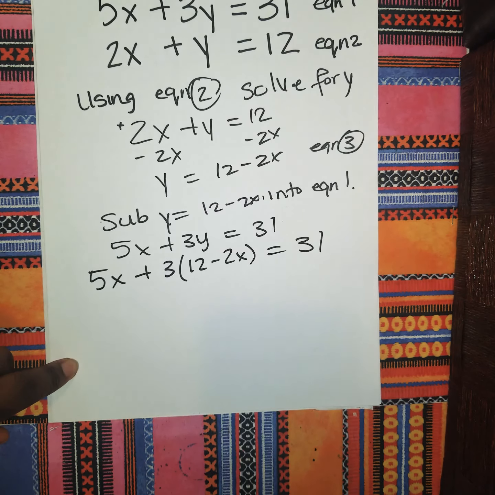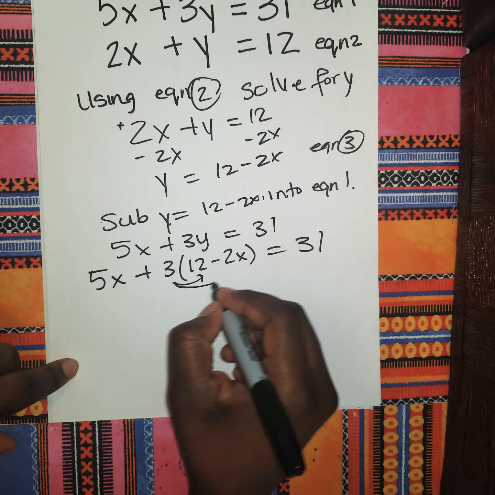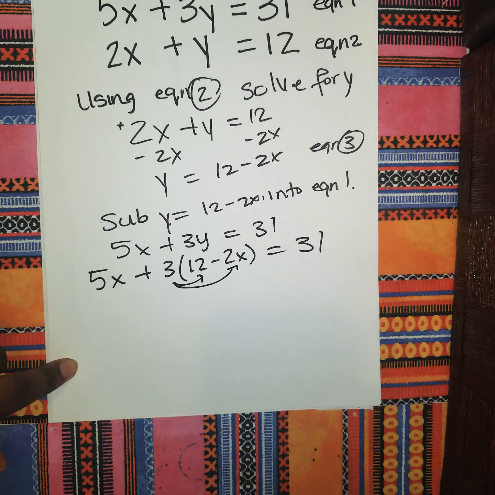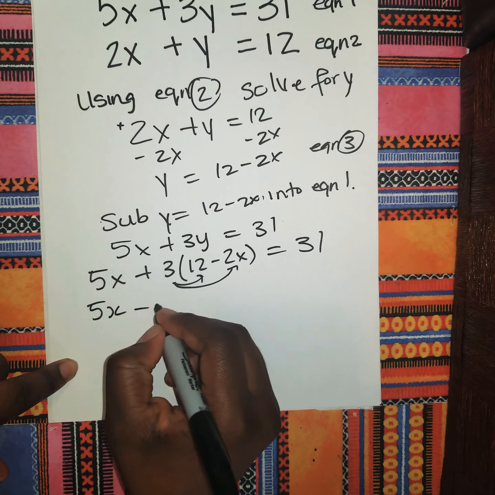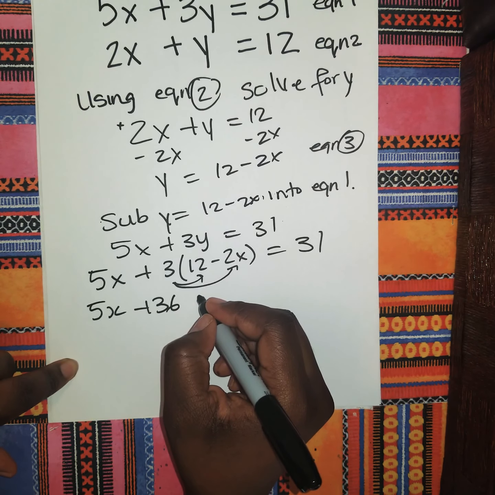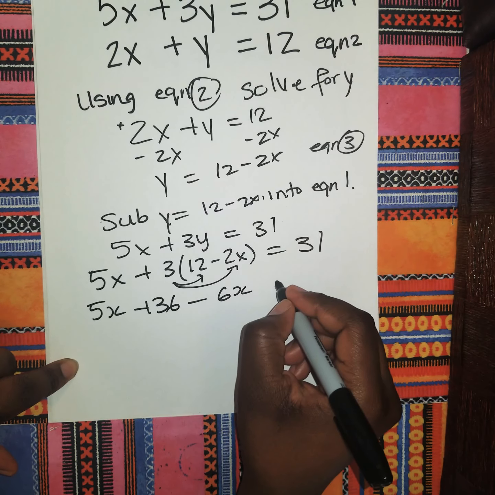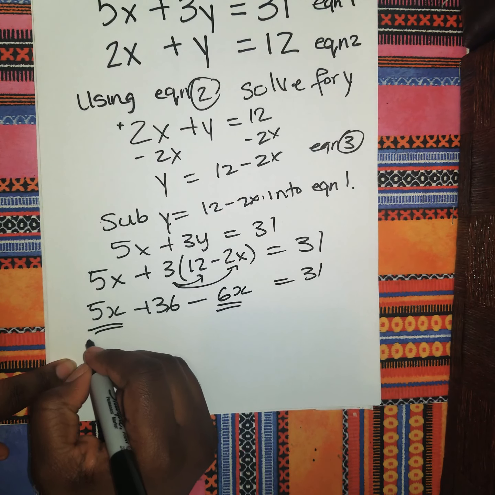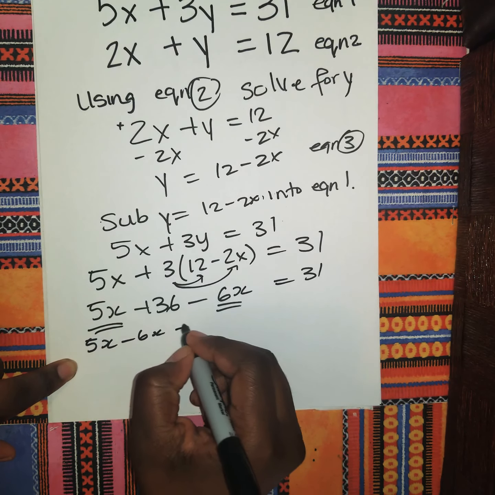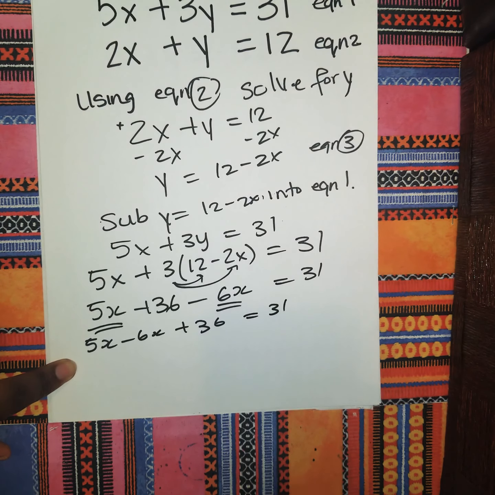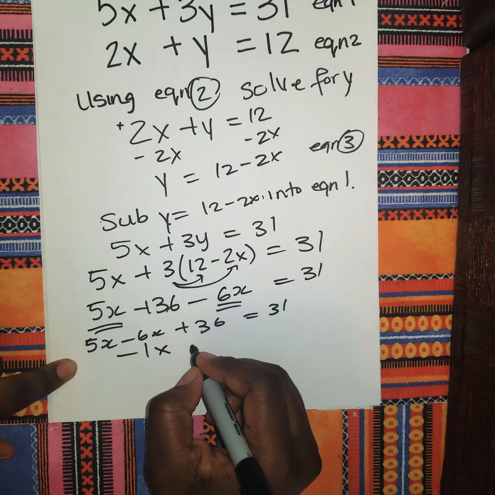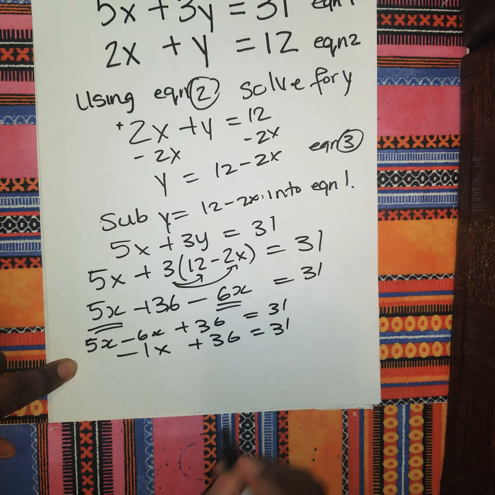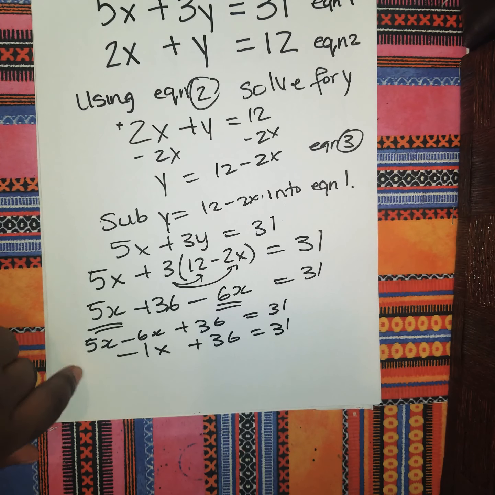Here, you distribute by removing the bracket. So it's 3 times 12, 3 times a negative 2x. So it's 5x plus 36 minus 6x equal 31. Here we can group like terms. So we're going to say 5x minus 6x plus 36 is equal to 31. So negative 1x plus 36 equal 31. Alright guys, what I'm doing here is adding additional steps, which you don't have to do once you understand what you are doing.